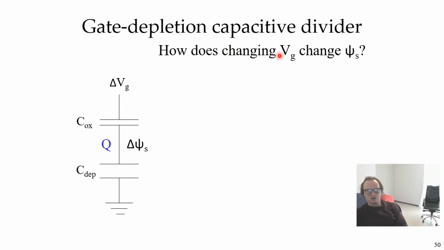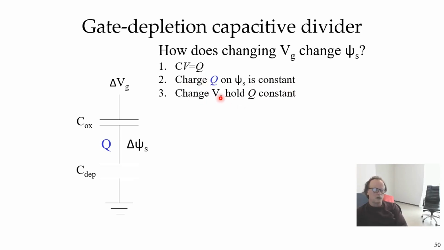So the question is, how does changing Vg change Psi-S? We know that CV equals Q. We know the charge Q on Psi-S is constant. We're going to change V and hold Q constant. So how do we do that? We put some charge here. The same minus charge appears here. Because you've put minus charge here, there must be plus charge left behind here, and that's balanced by minus charge here.